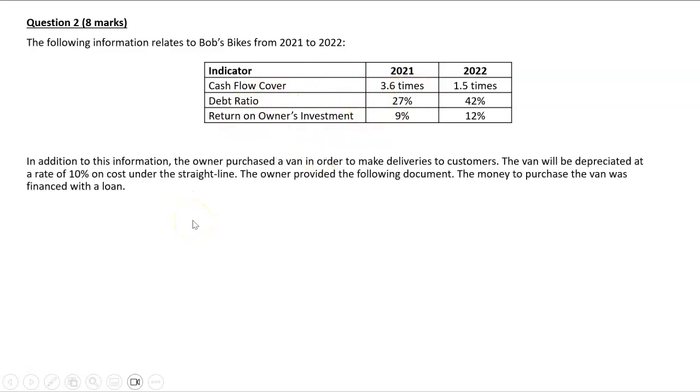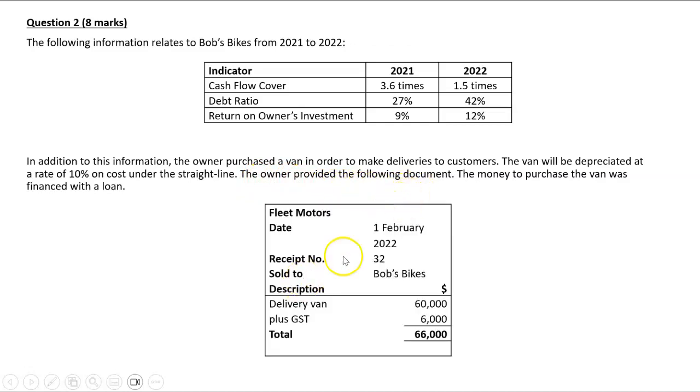And what happened was, in addition to this info, it tells you the owner purchased a van in order to make deliveries to customers. The van will be depreciated at a rate of 10% on cost under the straight line method. The owner provided the following document, which is this one here. The money to purchase the van was financed with a loan.